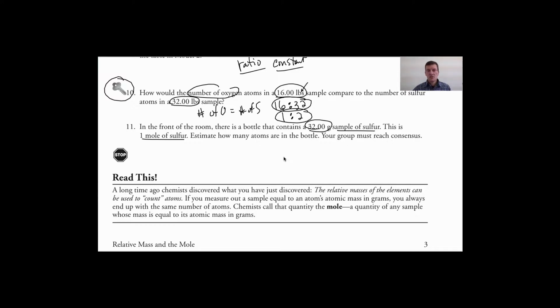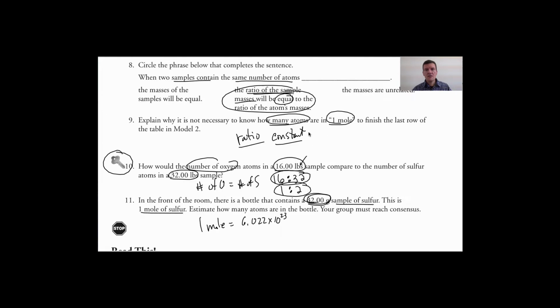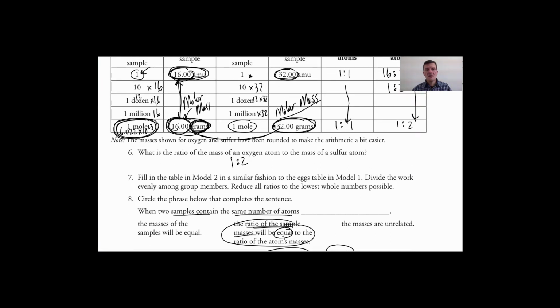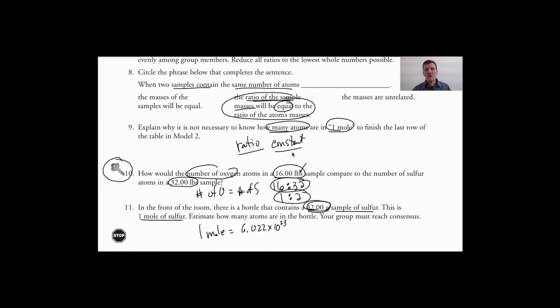Okay, so a mole, I already kind of told you this, but a mole is a huge number. 6.022 times 10 to the 23rd. That is basically 6 with 23 zeros behind it. It's huge. And if I've got 32 grams, 32 grams is the molar mass of sulfur. The number of particles I have is 1 mole, 32 grams.